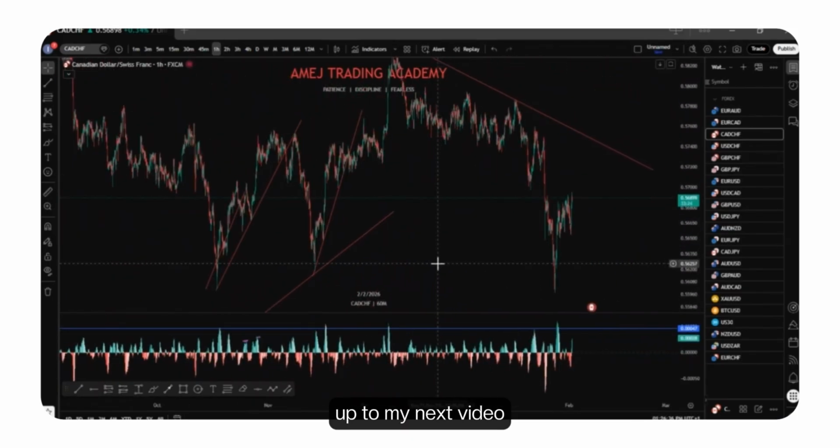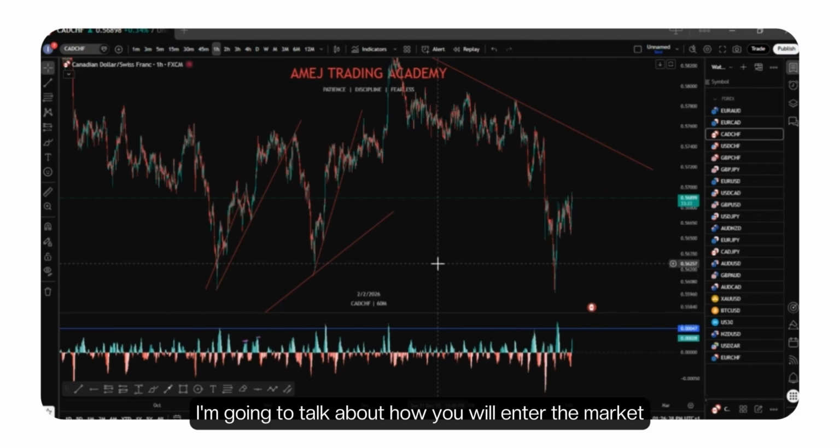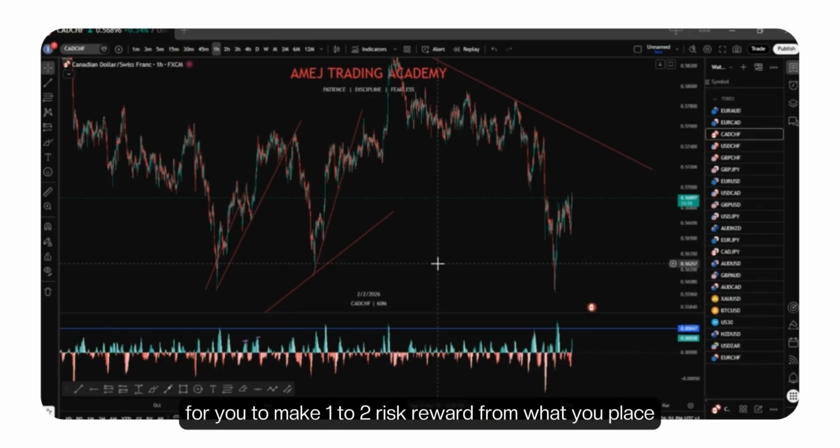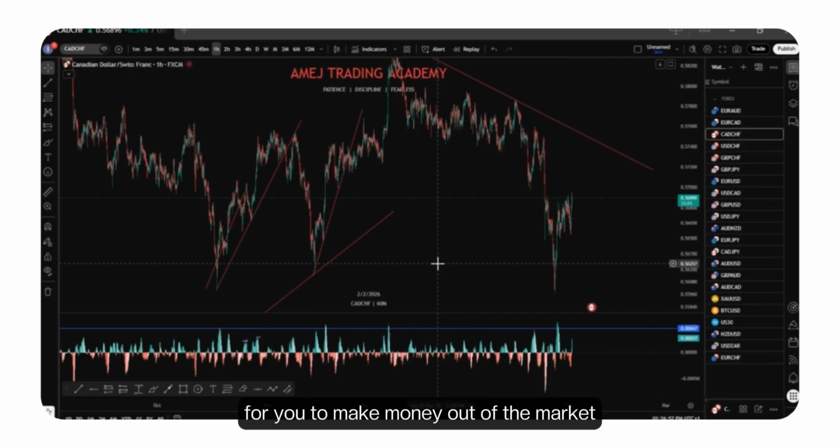In my next video, I'm going to talk about how you will enter the market, how you are going to execute the trade, and the stop loss, where you position your stop loss for you to make 1 to 2 risk reward from what you place, for you to make money out of the market.